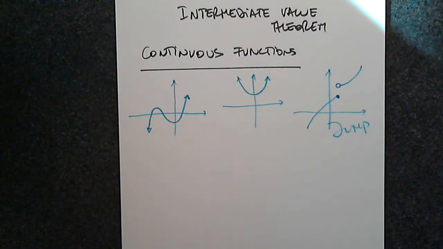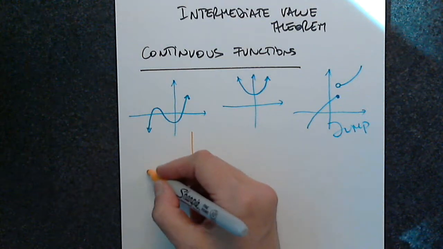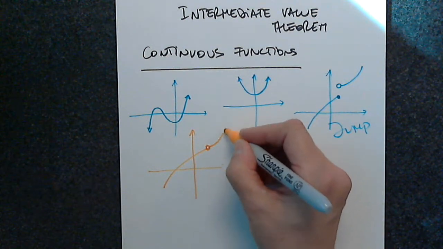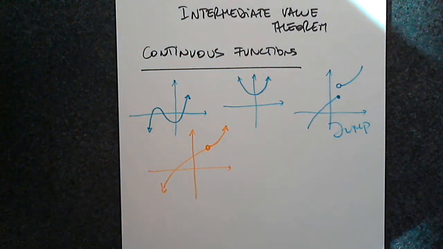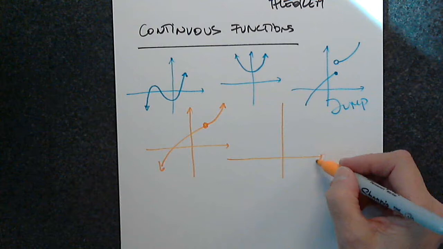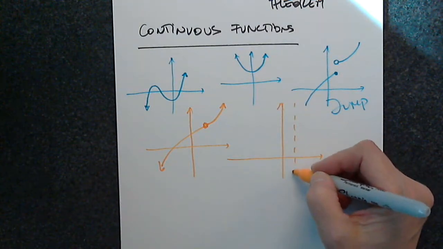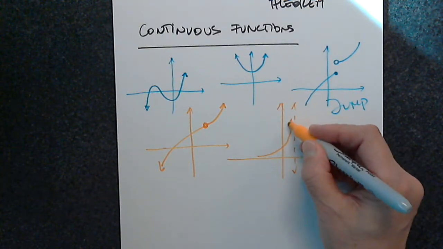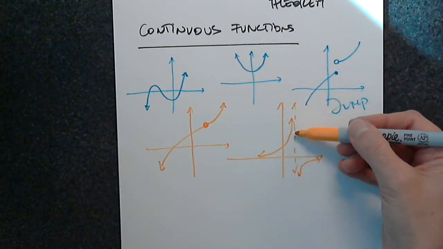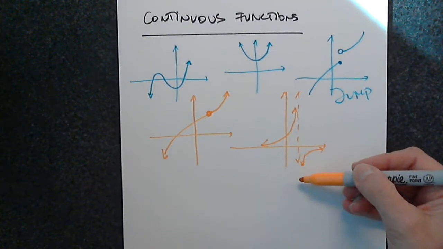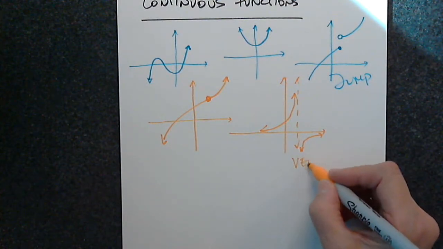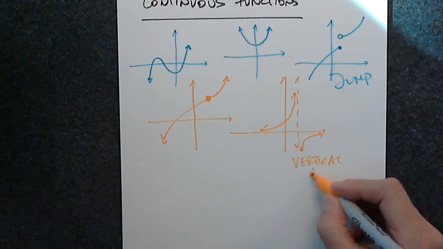Here's another function that is not continuous. Here's another example. And here's a third one. How is this line called? Vertical asymptote.